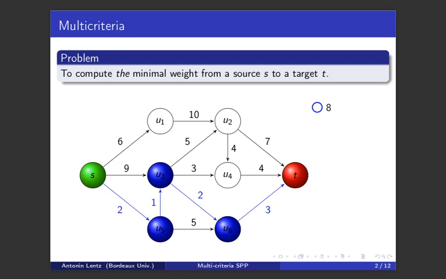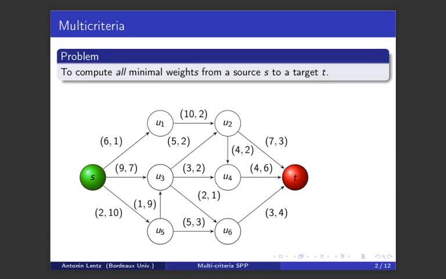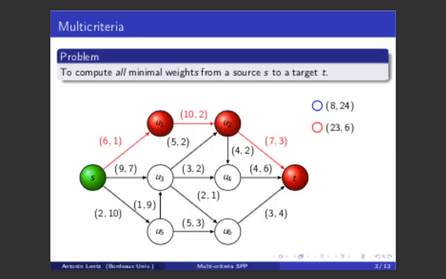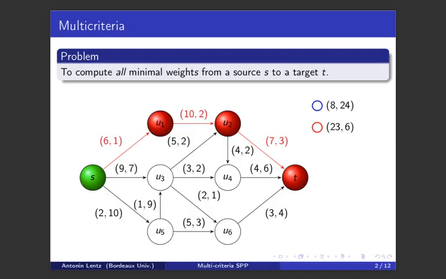weight. In the multi-criteria setting, the weights on edges are d-dimensional vectors. So here I just added a second dimension to the previous graph. The blue path is still interesting because there is no path that is smaller on the first dimension, since it was optimal on the previous graph. But the red one is also interesting because there is no path that is better on the second dimension.